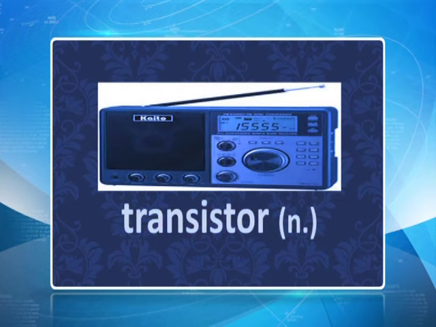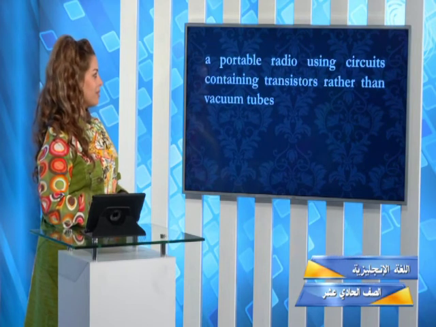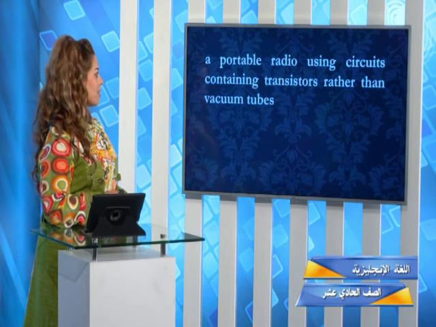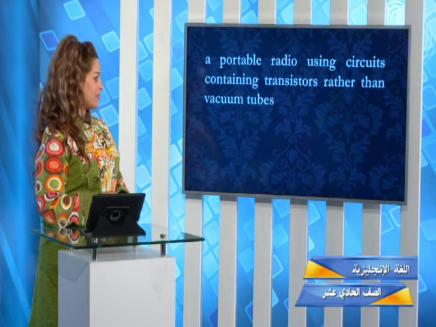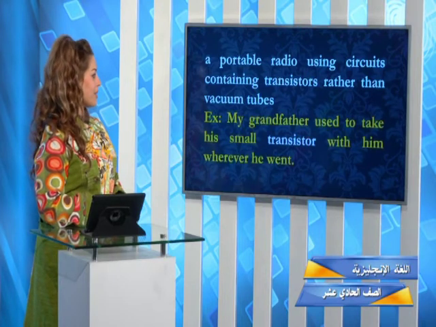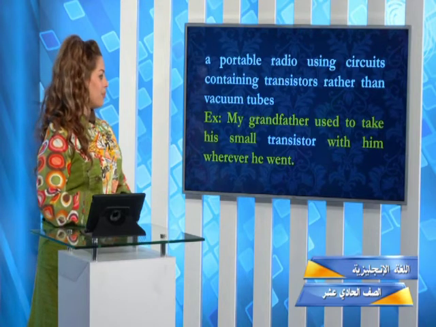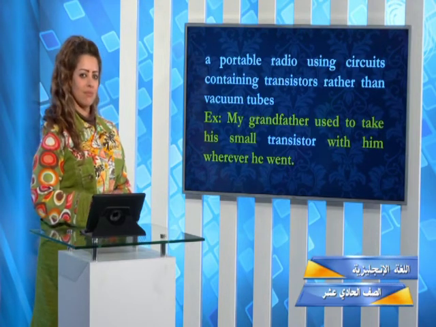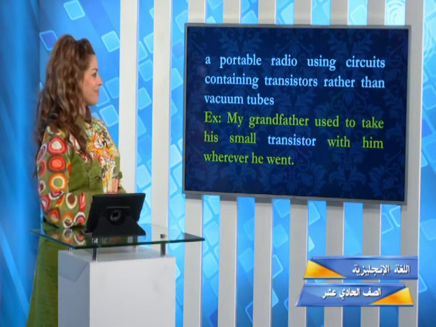What do you see over here? Radio. Our word here is transistor. Transistor is a noun, which is a portable radio using circuits containing transistors rather than vacuum tubes. For example, my grandfather used to take his small transistor with him wherever he went. So you know that transistor is a radio, right? Okay, let's go with our next word.